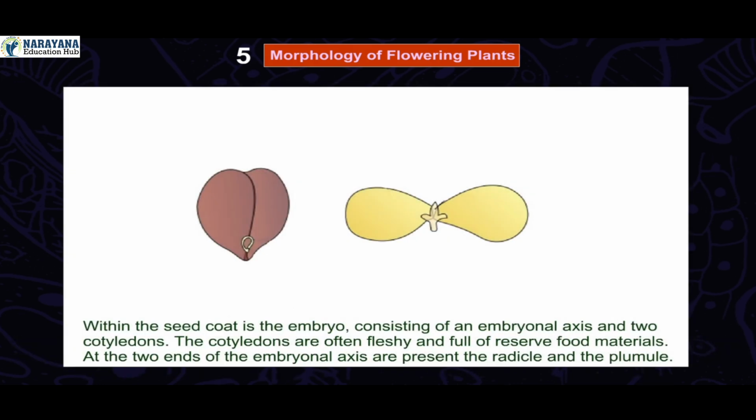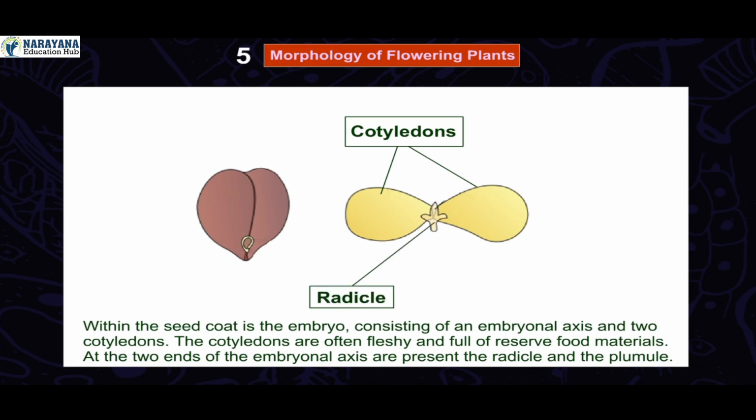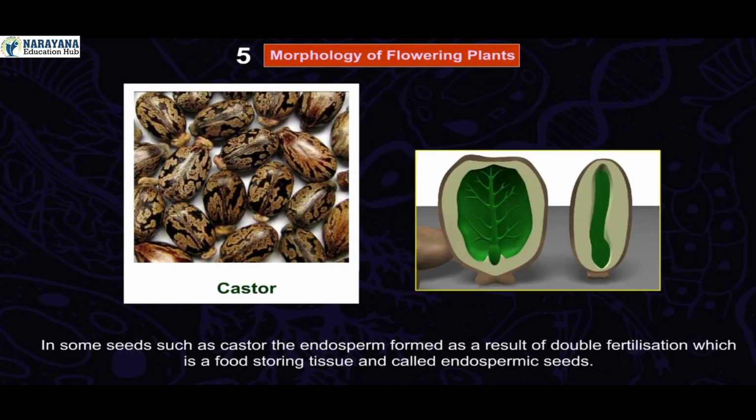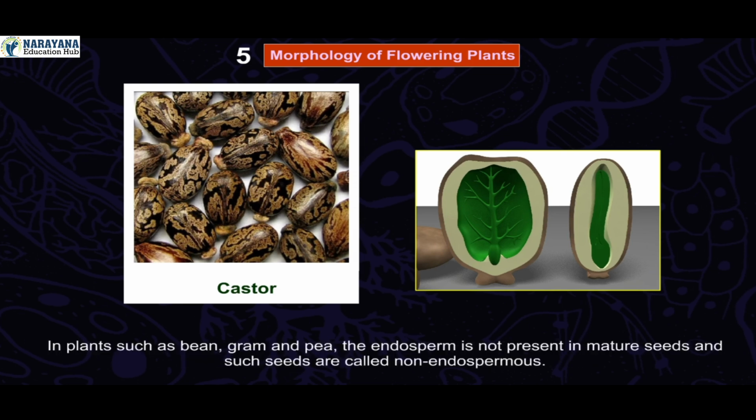Within the seed coat is the embryo, consisting of an embryonal axis and two cotyledons. The cotyledons are often fleshy and full of reserve food materials. At the two ends of the embryonal axis are present the radicle and the plumule. In some seeds, such as castor, the endosperm, formed as a result of double fertilization, is a food storing tissue, and such seeds are called endospermic seeds.